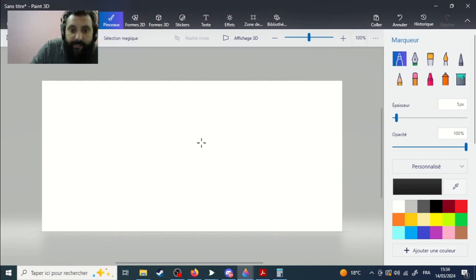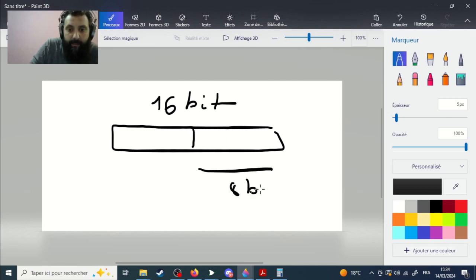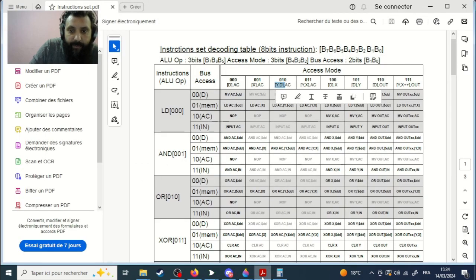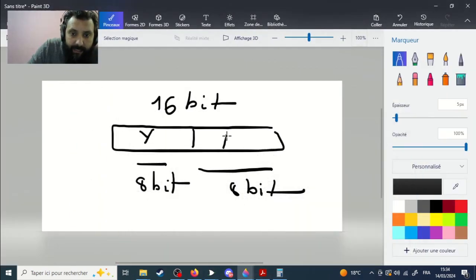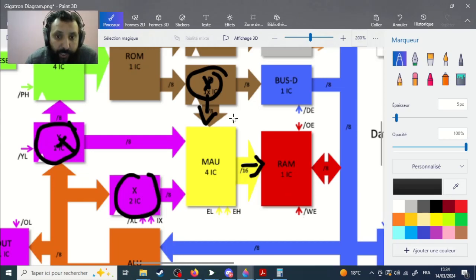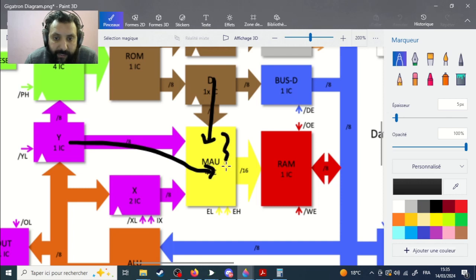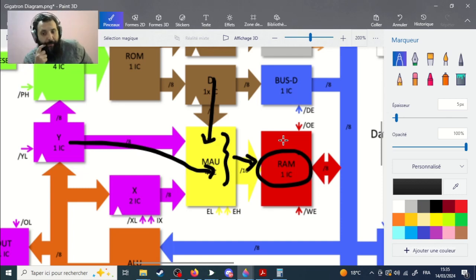We have 16 bit, and this part is 8 bit, and this part is 8 bit. In this example, for instance, we choose Y and D. Then the architecture will choose this value and this value and create the 16 bit address and throw it to the RAM and put it on the input of the RAM, the address input of the RAM.